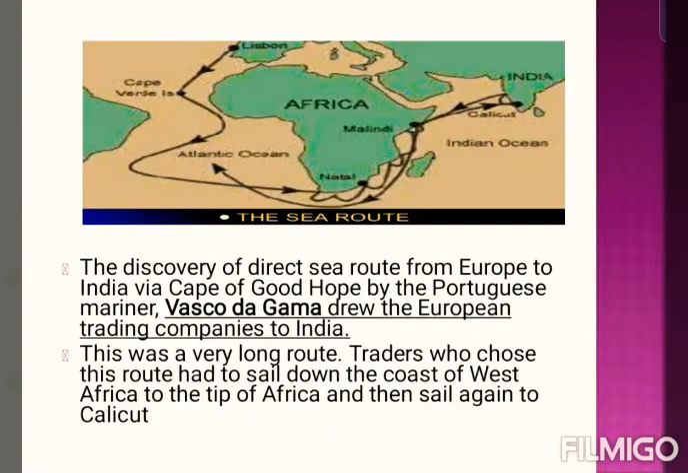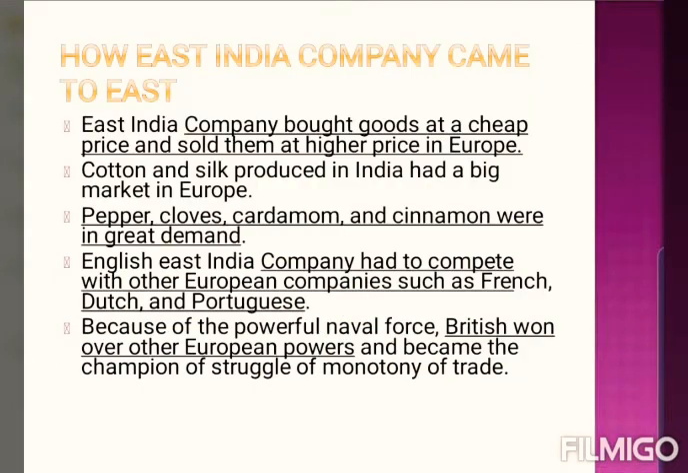The sea route through Cape of Good Hope, which connects Europe to India, was discovered by European mariner Vasco da Gama. This was a very long route. Traders who chose this route had to sail down the coast of West Africa to the tip of Africa and then sail again to Calicut.